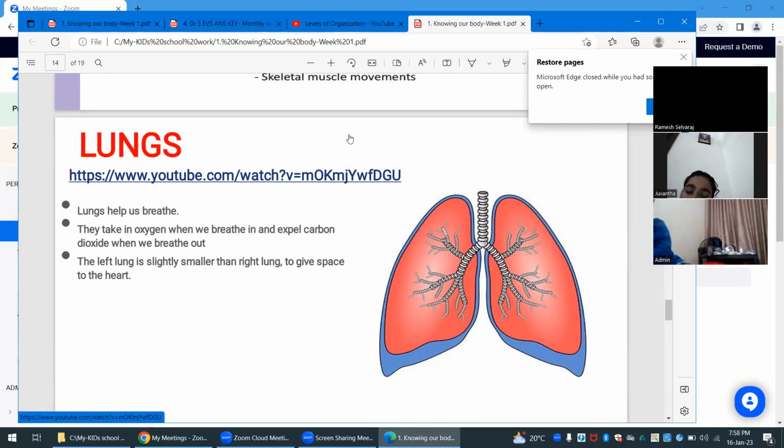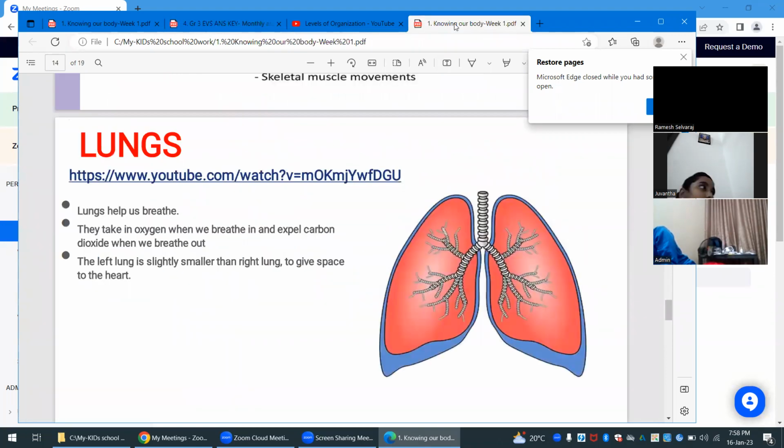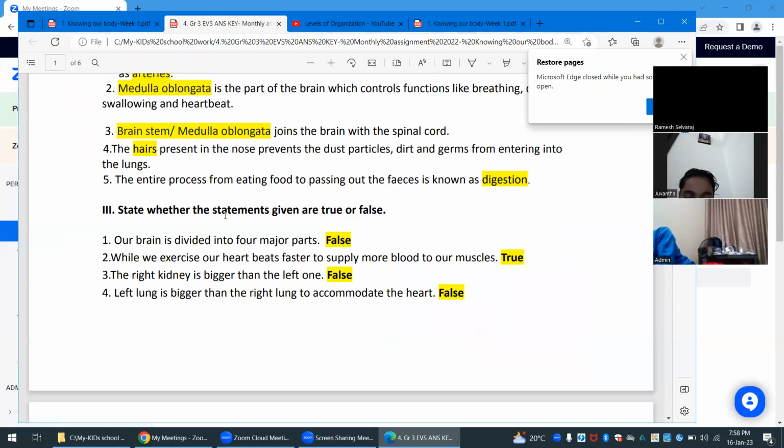There will be one question here. I just saw one question where someone is asking, can you say whether this is true or false? The left lung is bigger than the right lung to accommodate the heart. Is it right? False. Why? Because the left lung needs to be smaller to make place for the heart, because the heart is on the left side. The left lung is smaller. That's why they are asking this question as if we don't know. The left lung is bigger than the right lung? No, it's not right. The left lung is smaller than the right lung to accommodate the heart. So this statement is wrong, false.